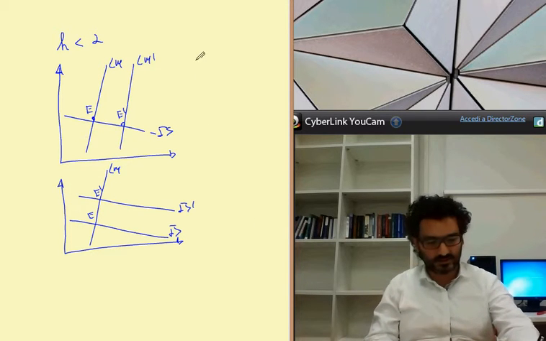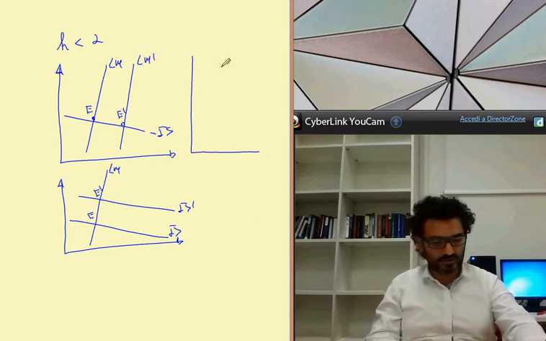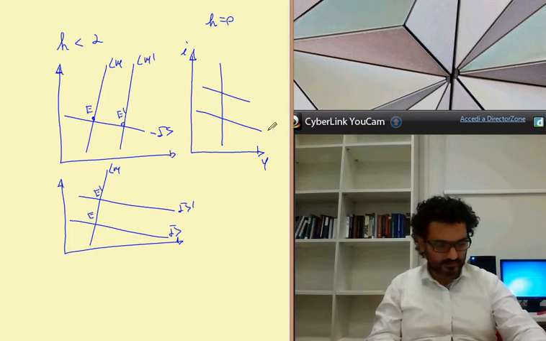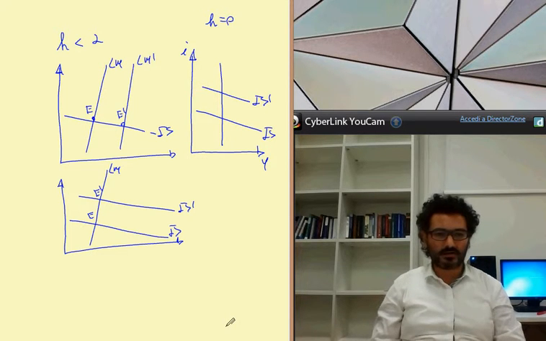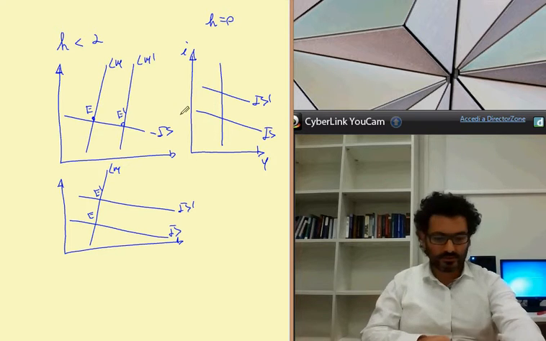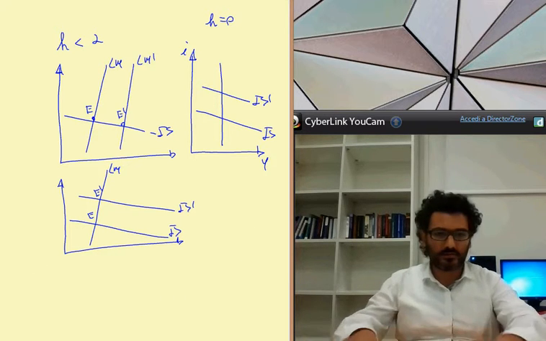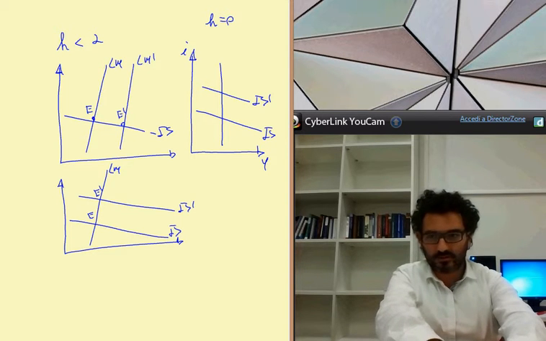The extreme case is the one in which the LM is vertical, so the one in which h is equal to 0. In this case, there is no effect by fiscal policy. Now we have to consider an example to better understand cooperation between fiscal and monetary authorities.